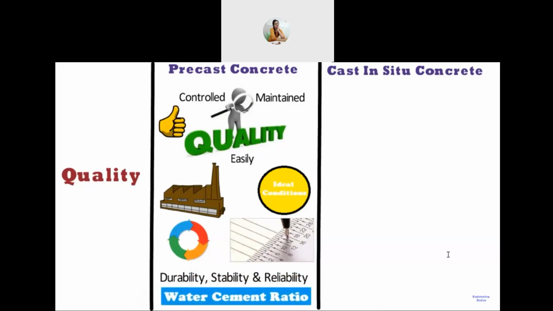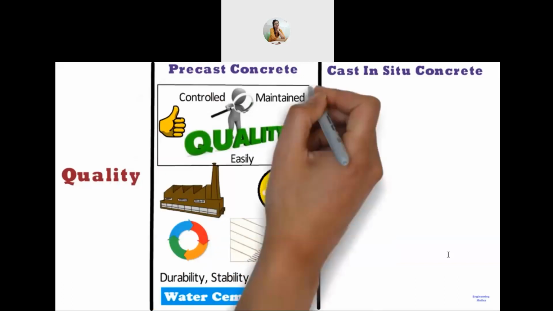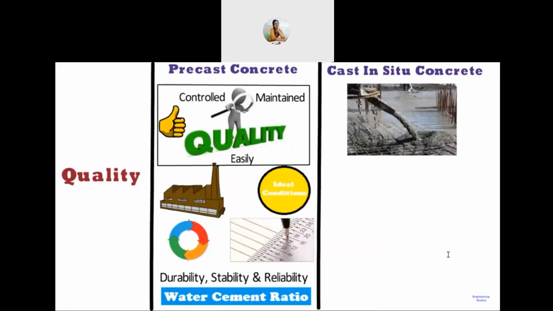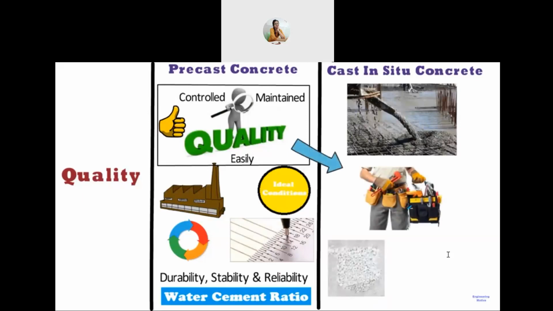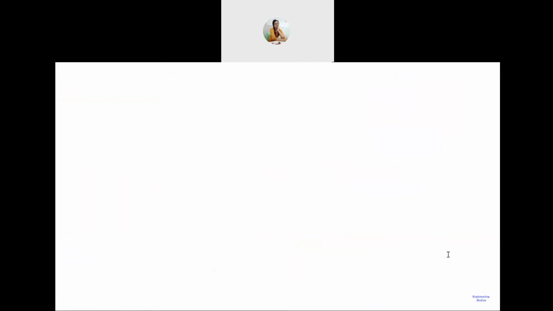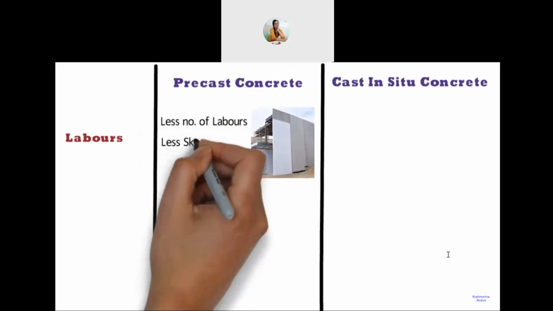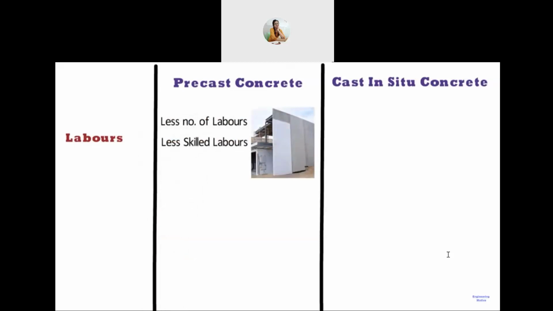Water cement ratio can be properly adopted in precast concrete than in cast in situ concrete, which can lead to better quality control. Whereas cast in situ concrete is casted at site, hence quality is concerned with workmanship. Many times the cement slurry flows through the badly fitted formwork, which can lead to poor quality concrete. Labor. In the precast concrete method, fewer laborers are required, as only joining of members shall be done at site, and also less skilled laborers are required for this job. Hence labor cost can be saved.